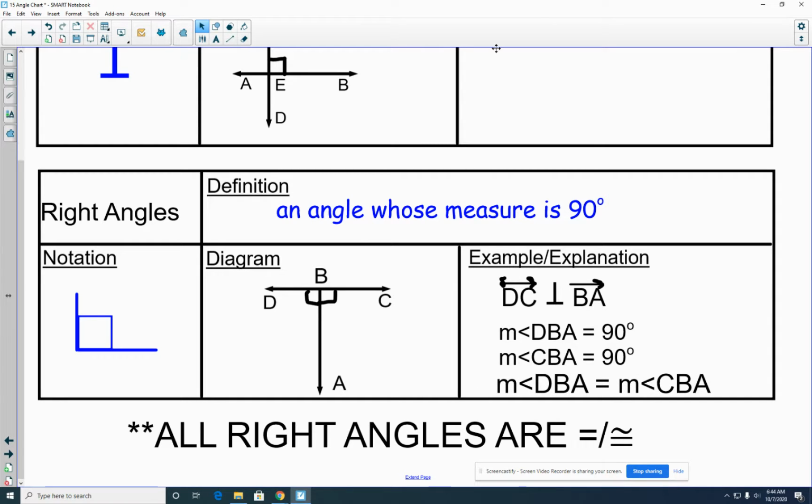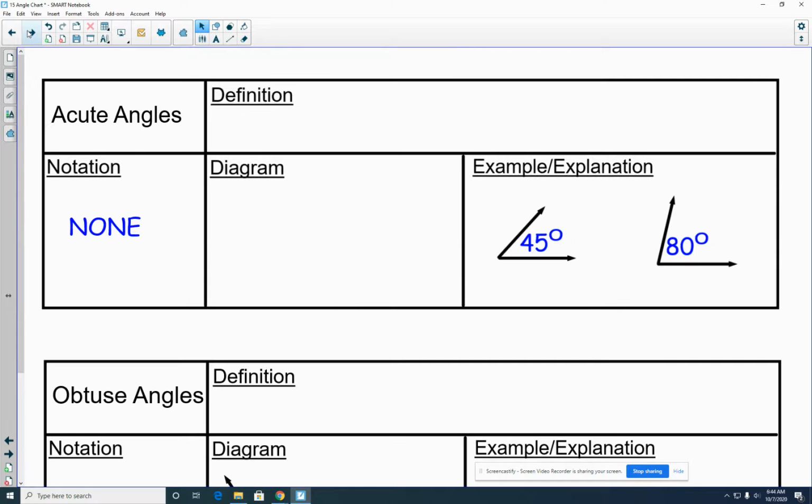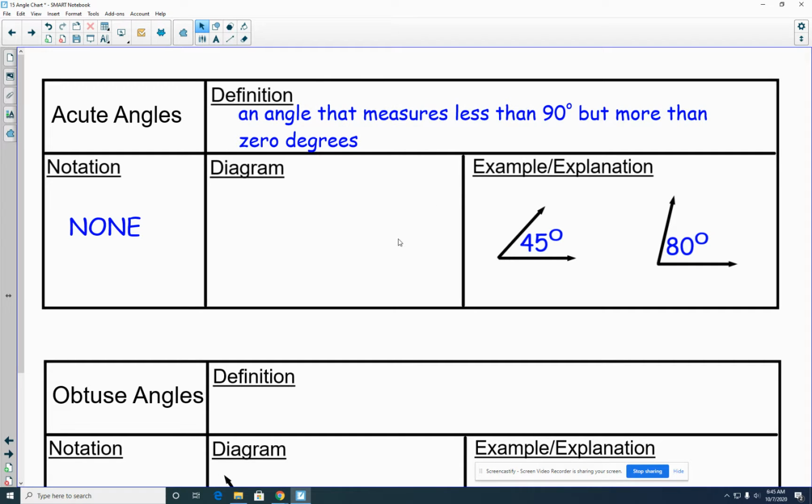Okay, so moving on, now we're going to start classifying angles. When we classify angles, it means that we're giving the type of angle. The first classification is acute. An acute angle is an angle that measures less than 90, but must be more than 0 degrees. So numbers like 45, 80, 89, 1 degree are all considered acute angles. Think of them as tiny angles that are cute.